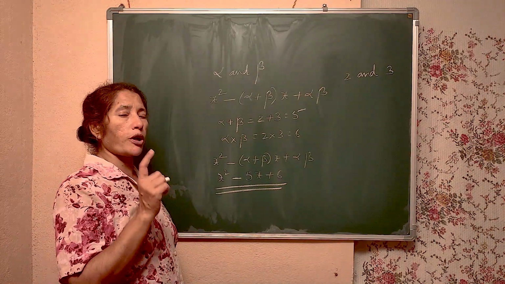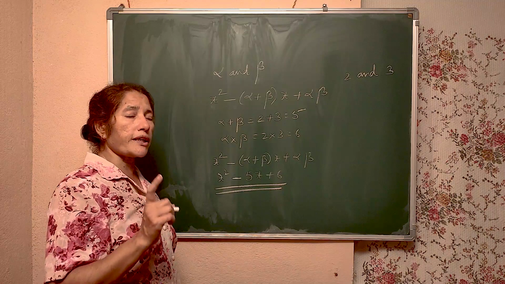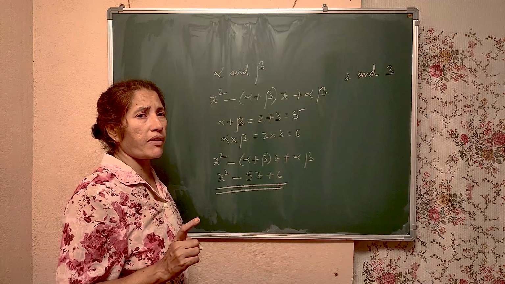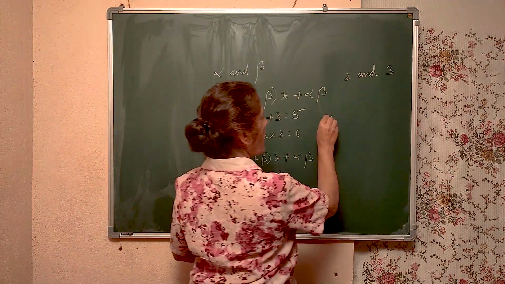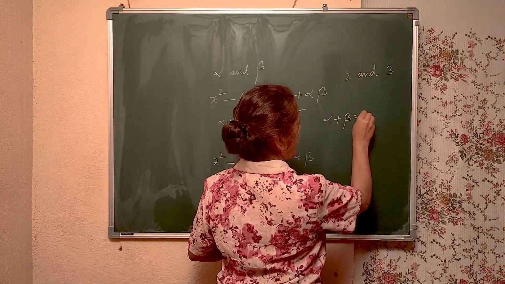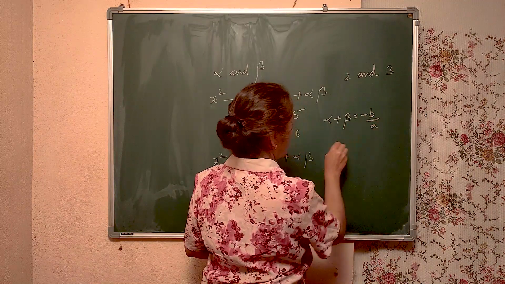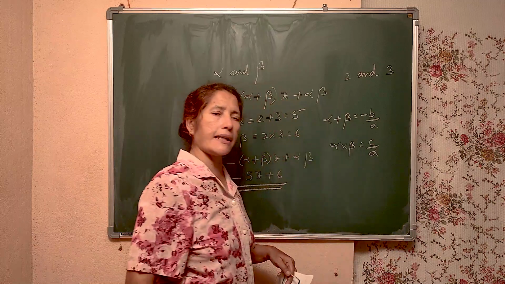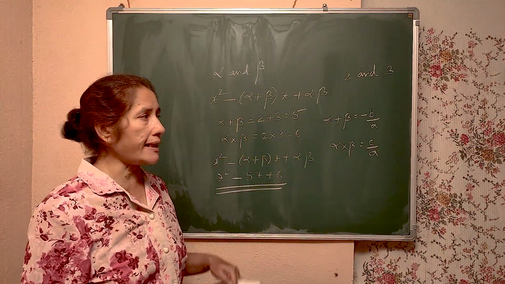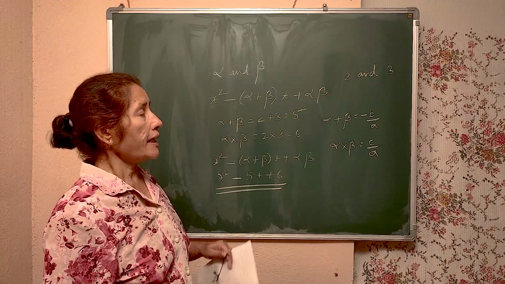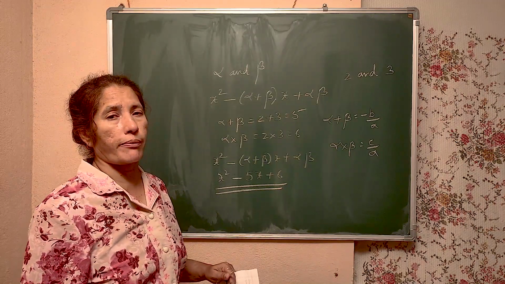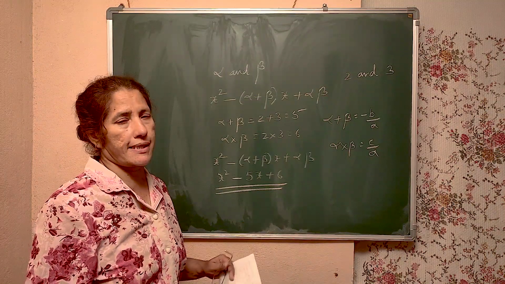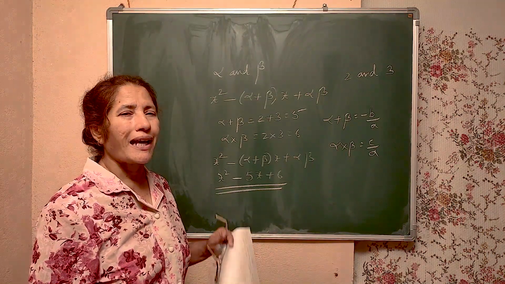Whenever the quadratic polynomial is given, you can find the relationship between alpha and beta. What is the relationship? Alpha plus beta is equal to minus b by a, and alpha into beta is equal to c by a. This is the relation. Did you all understand? Yes. Now, there is one more type of polynomial called cubic polynomial. You are not going to study too much in this class, but let us see.